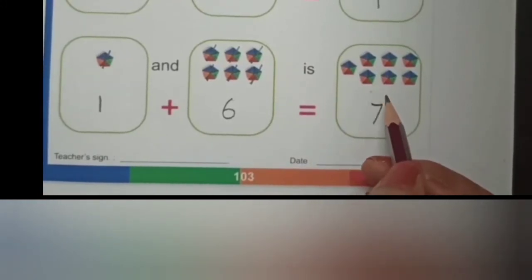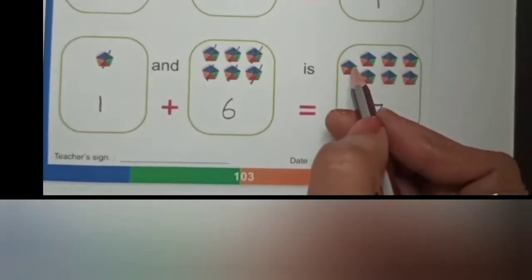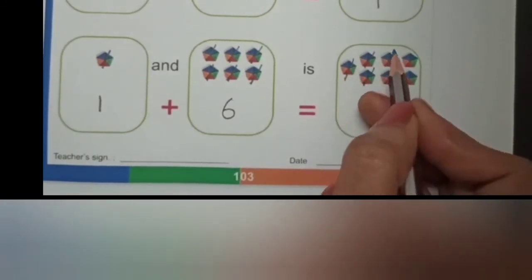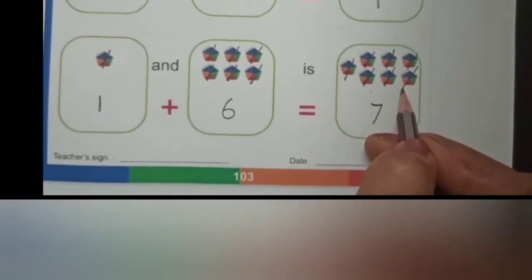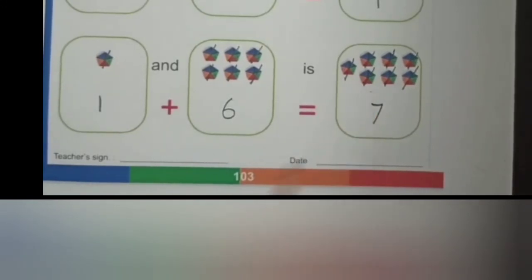Now let us check if there are 7 prisms here. 1, 2, 3, 4, 5, 6, 7. So the total is correct and the answer is correct.